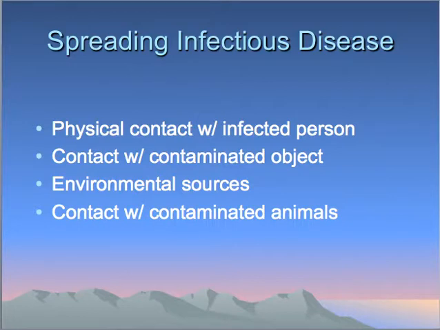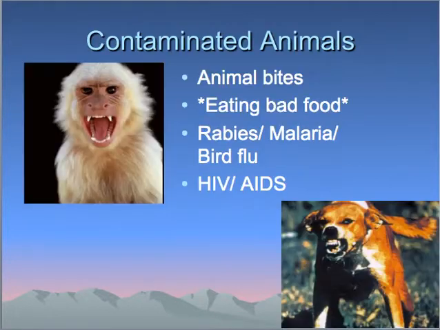As far as spreading infectious diseases go, there are a couple ways to do it. Of course, you can come into physical contact with an infected person. You can come into contact with a contaminated object, such as like sharing a water bottle with your teammate on a sports team. It can come from environmental sources, just like the air and soil. Or you can come into contact with contaminated animals. That's how the main one, rabies, is spread, by being bit by a rabid animal.